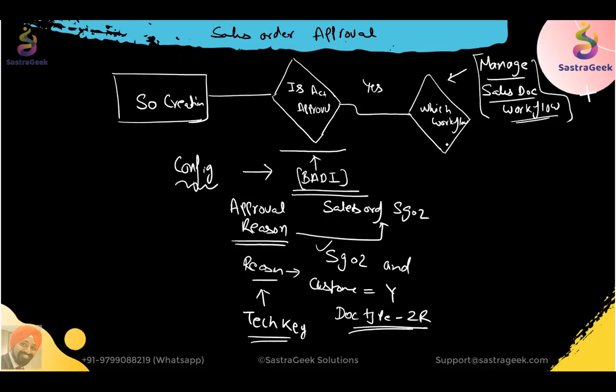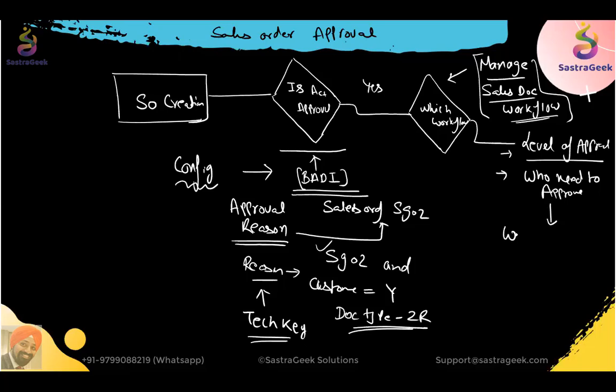Under this workflow, the system would be identifying the levels of approval, how many levels of approval are required, and also who needs to approve. Whether a single person needs to approve at one level, or multiple people need to approve at one level, or out of multiple people, one person needs to approve. So the system would be identifying that. Once the system identifies that, with the sales order creation, your workflow will trigger.